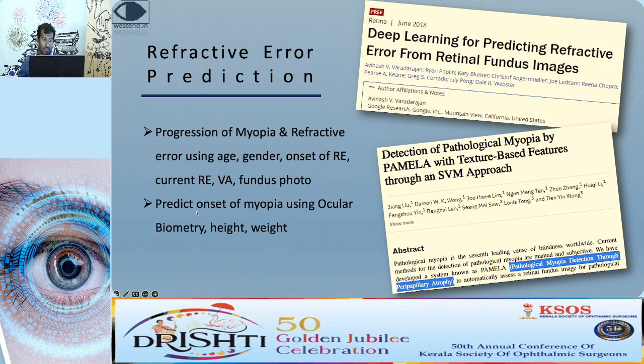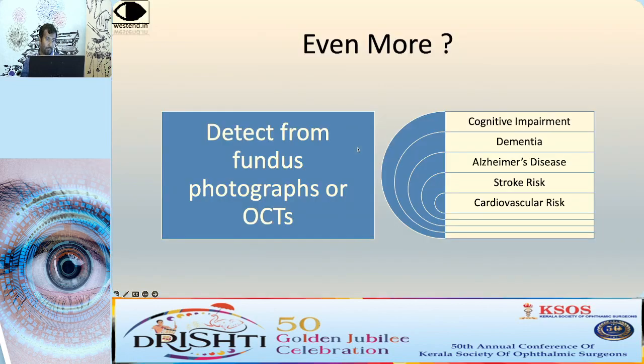You can also predict based on several things such as height, weight, biometry, and other things. You don't need to have the exact measurements. You can predict the future of that patient's eye.